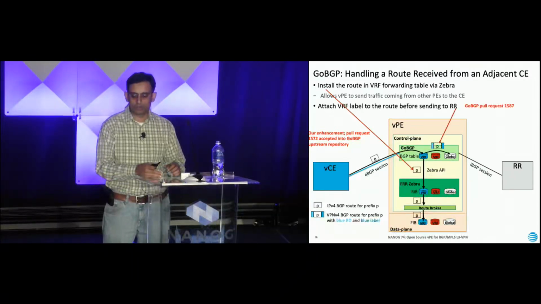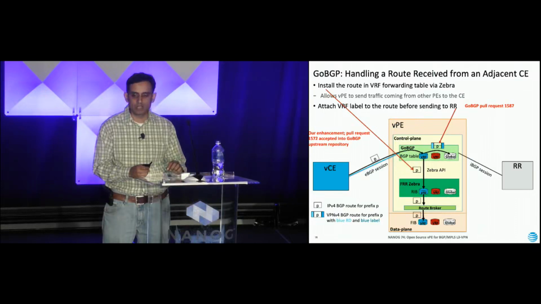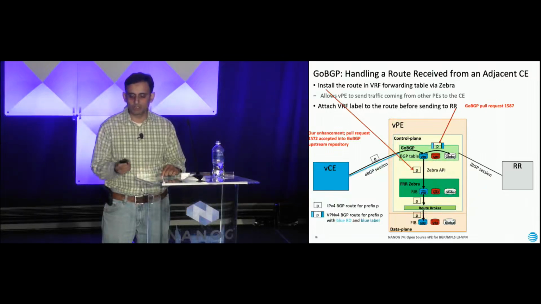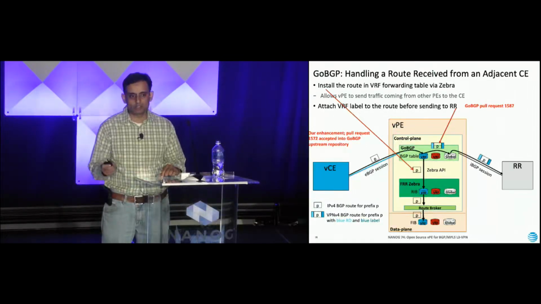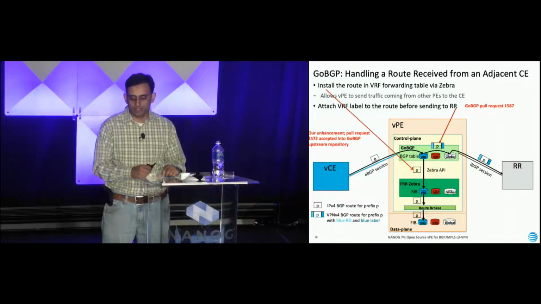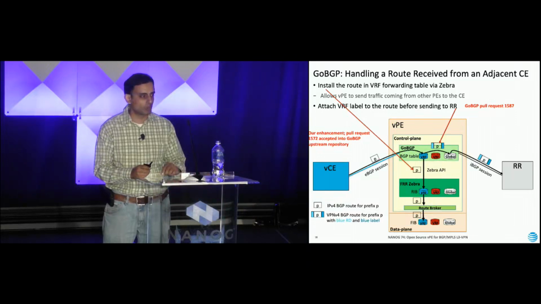Now the route is also imported into the global table, and this is the place where the IP prefix is turned into a VPNv4 prefix by attaching a blue specific route distinguisher and blue MPLS label. This part worked fine, except that we had to do an enhancement for attaching MPLS label with the route. And then finally, this route is sent out to the route reflector for distribution to other PEs. And in our case, it will be the other PE, the second PE. The sending of the route worked fine, and we didn't have to make any modifications to GoBGP in this particular case.